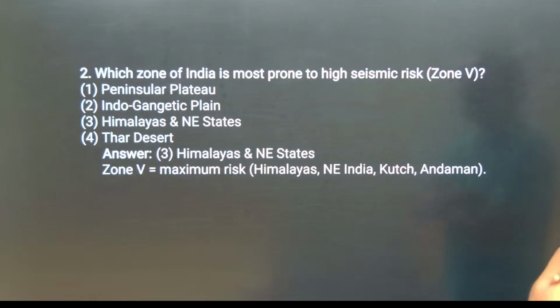Which zone of India is the high seismic risk zone? Zone 5. What is Zone 5? That is the Himalayas and northeastern states. Zone 5 is the maximum risk. Himalayas, northeastern areas, Kutch and Andaman areas are the most disaster-prone areas, guys.